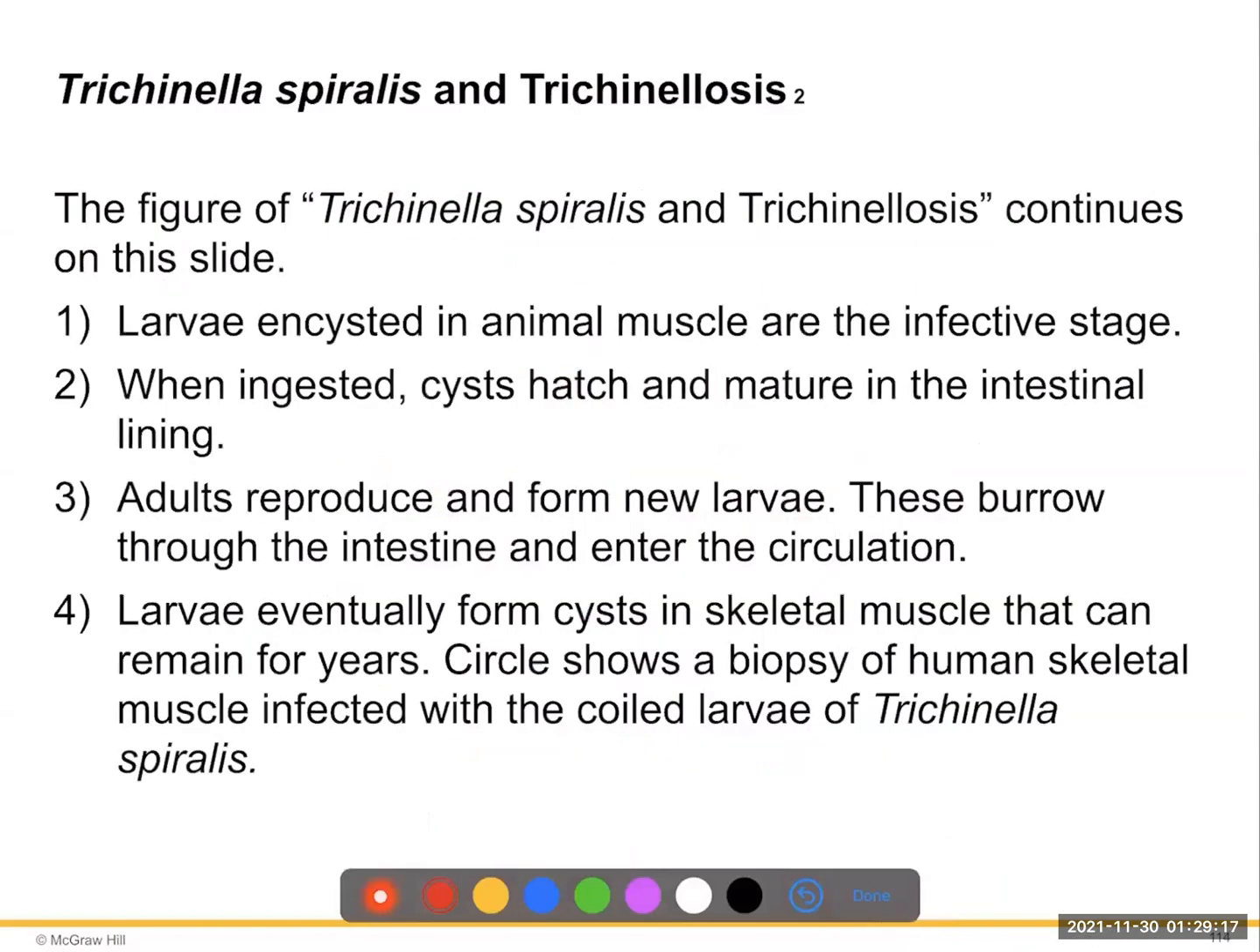Trichinella spiralis, trichinosis. Again, the larvae encysted in animals' muscle are the infective stage. When ingested in the infective stage, these cysts hatch and mature in the intestinal lining. Adults reproduce and form the new larvae. They burrow through the intestine and enter back into circulation again. Larvae eventually form cysts in skeletal muscle and can remain there for years. Biopsy shows human skeletal muscle infected with coiled larvae of Trichinella spiralis.